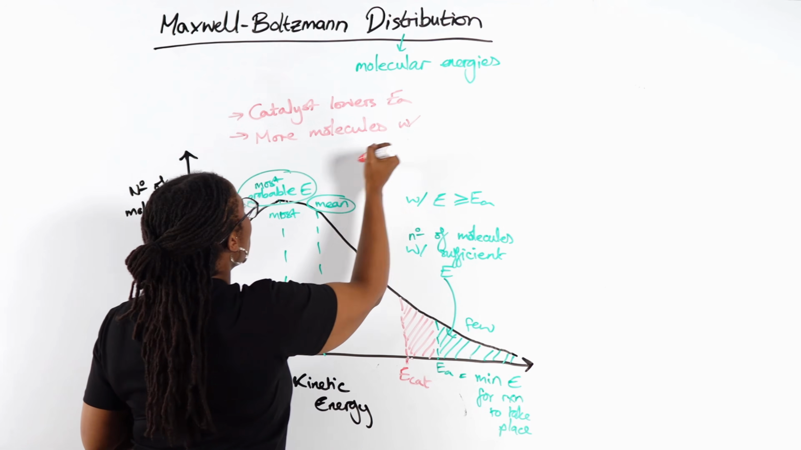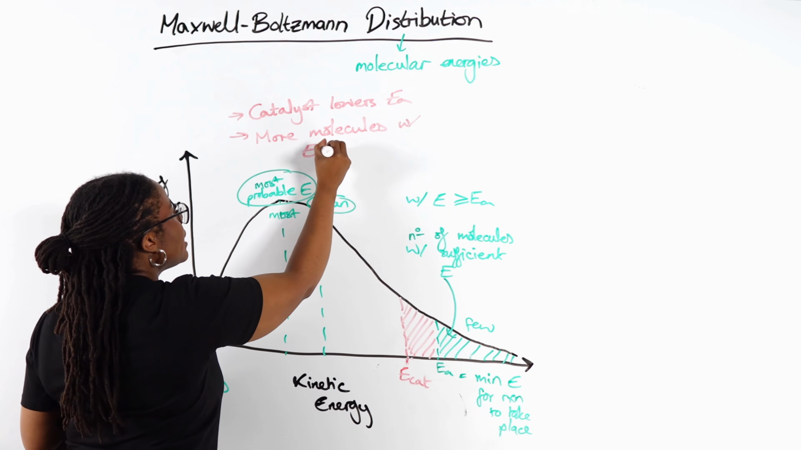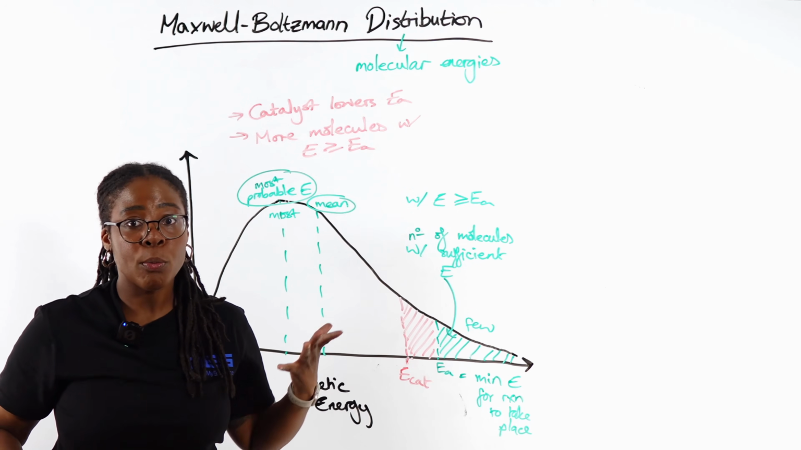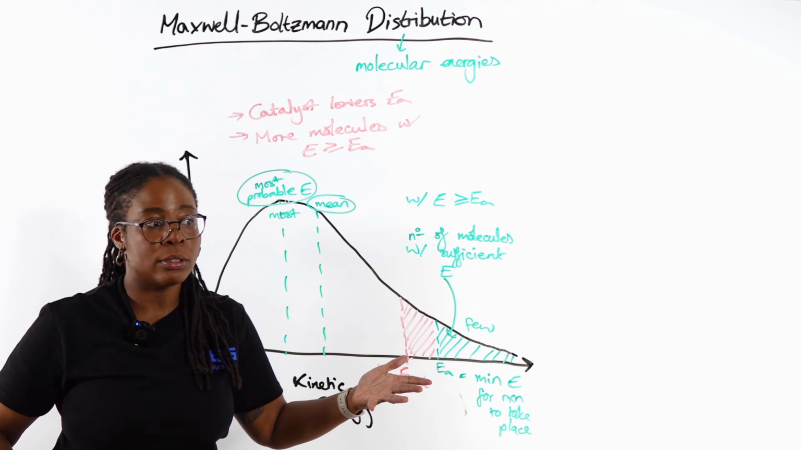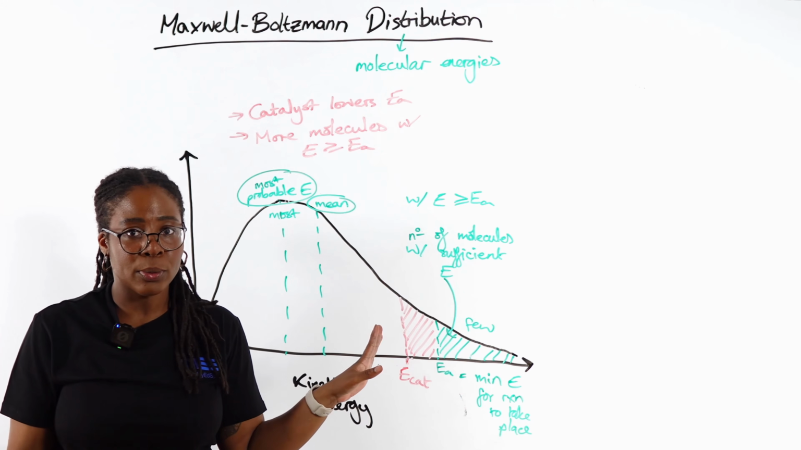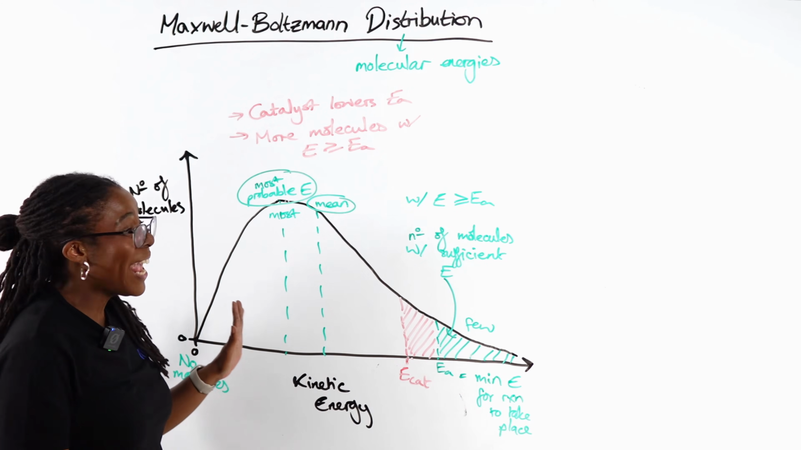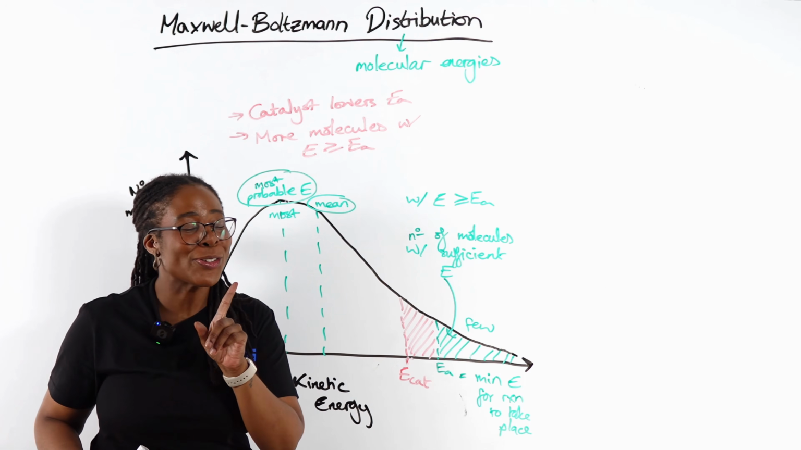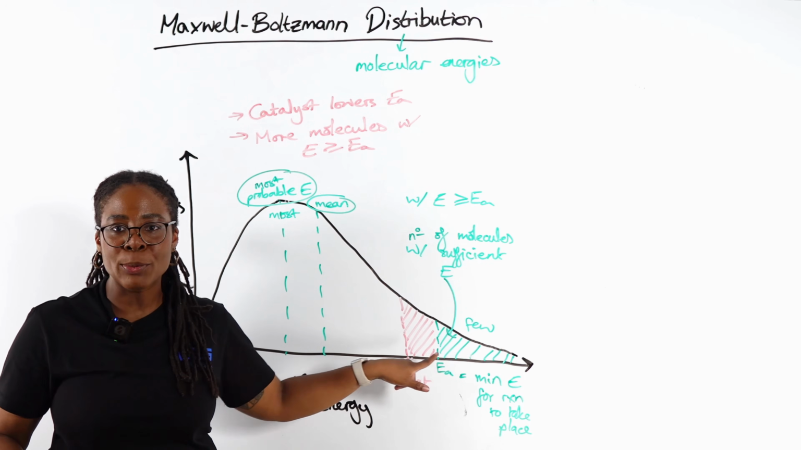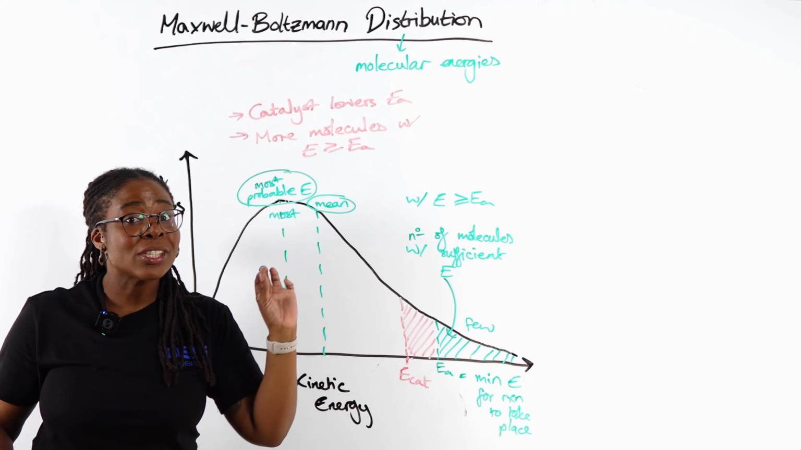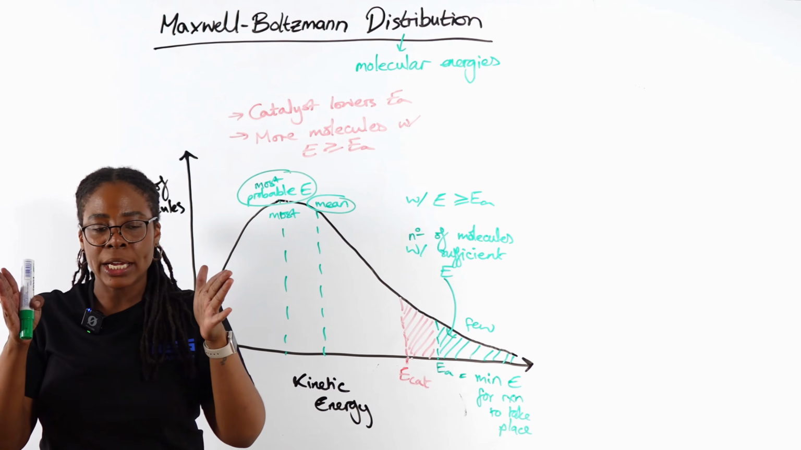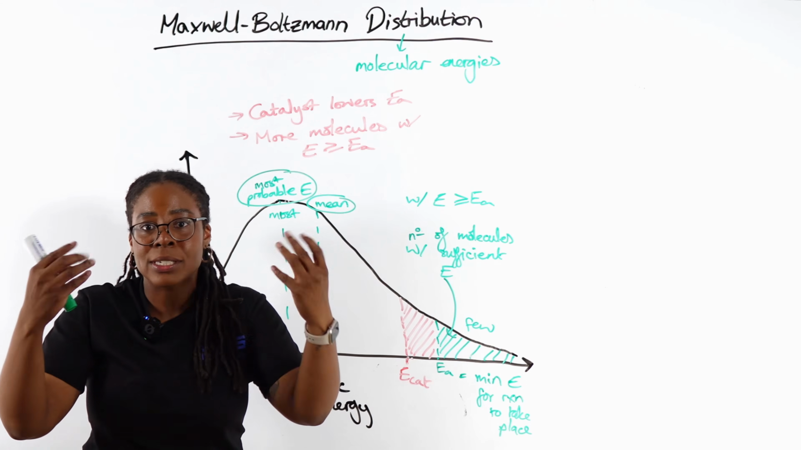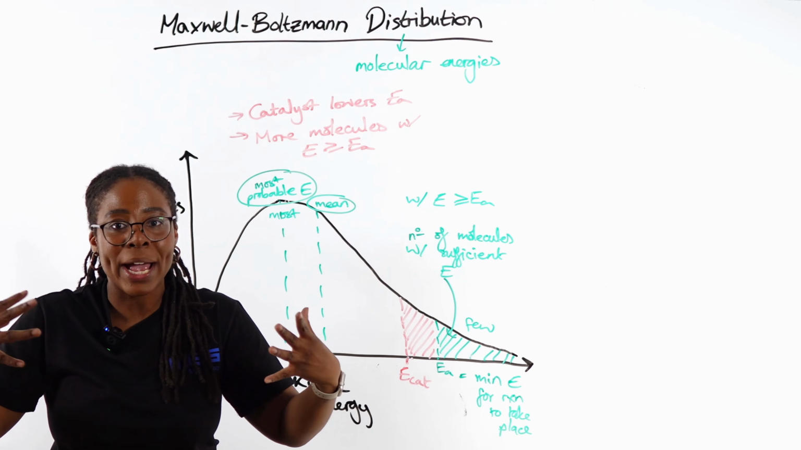More molecules with energy greater than or equal to the activation energy. Therefore, more frequent, successful collisions. Nice and straightforward. Now, when it comes to temperature, it's not so straightforward as just changing a label on your curve. Because if we change the temperature, we're now changing the amount of energy that your molecules have, right? Because increasing the temperature is giving the molecules more energy.